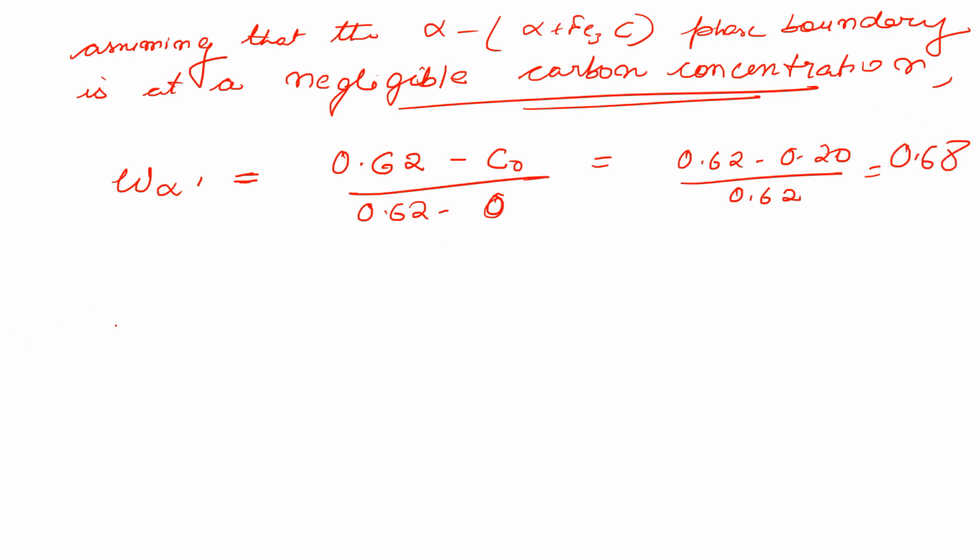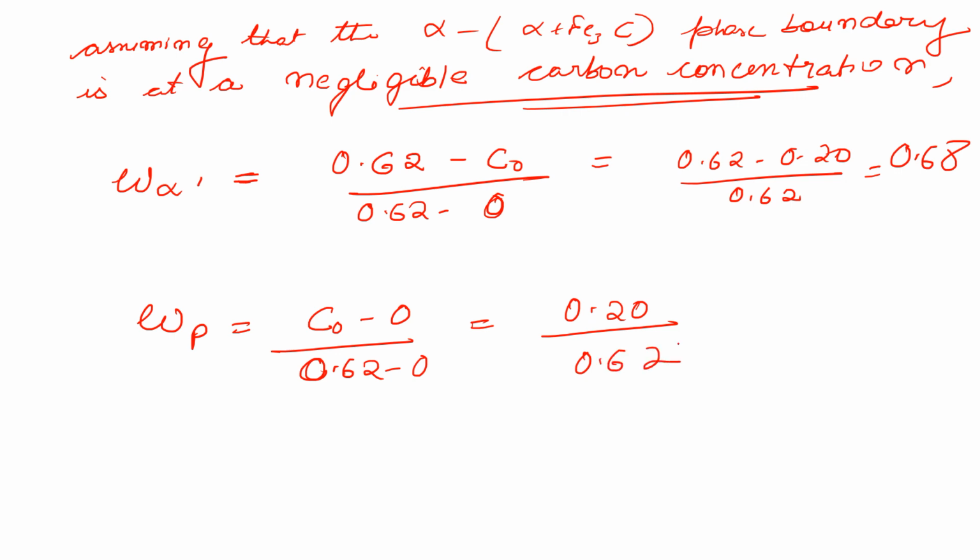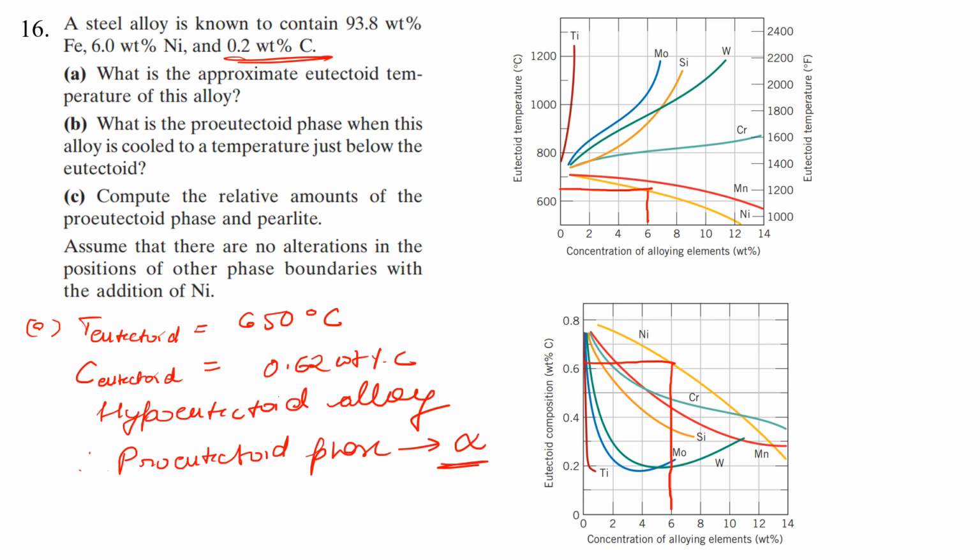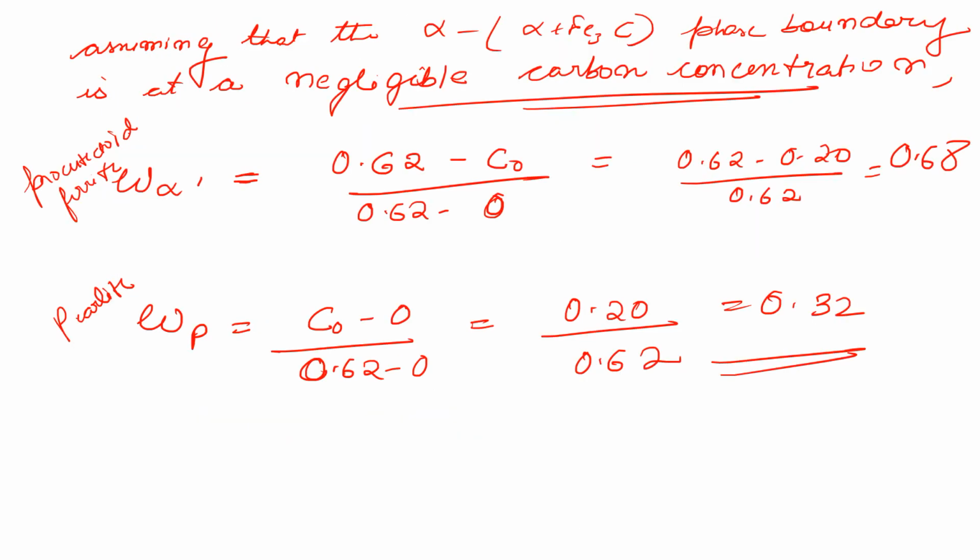Similarly, the pearlite phase should be a complement of that, so that should be C naught minus 0 divided by 0.62 minus 0, that is 0.20 divided by 0.62, which is 0.32. So these are the relative amounts of proeutectoid ferrite, since this is a hypoeutectoid alloy, and pearlite present in this alloy. Okay, so this was the question that we were asked.